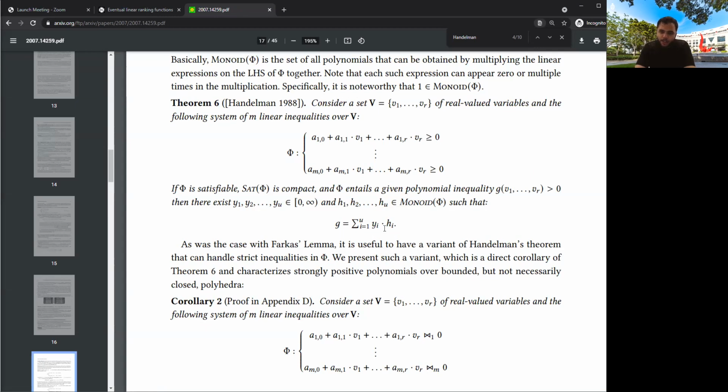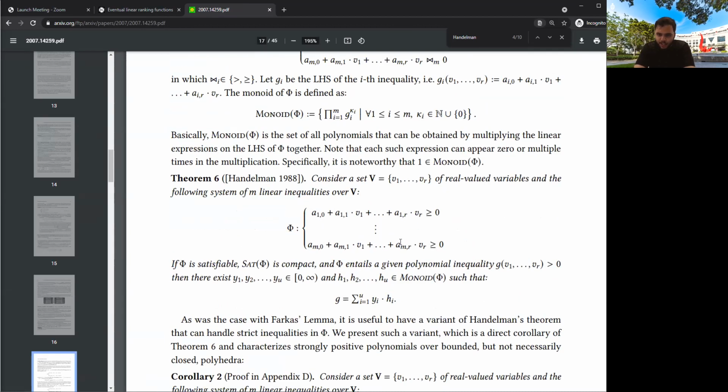But so yes, we can't just assume that the HIs have a bounded degree, but what we can do in practice is that we can say, okay, instead of just looking at the entire monoid, which is most likely an infinite set because it's the set of all polynomials that are somehow obtained by multiplying these linear inequalities, we look only into the elements of the monoid up to a certain degree. And this kind of loses completeness, but not so much.